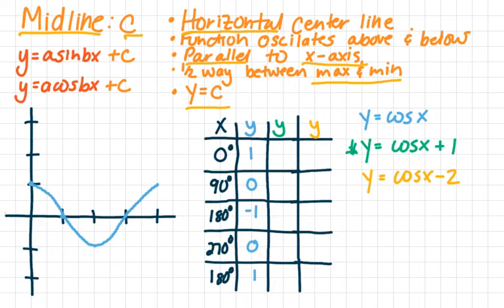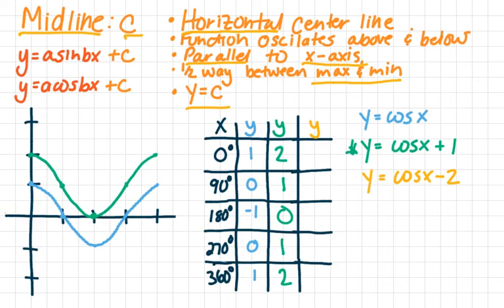From here, I would have 0 degrees would be equal to 2. 90 degrees is 1. 180 degrees is equal to 0. 270 degrees is equal to 1. And 360 degrees is equal to 2. When I plot these points, I can see the direct relationship between my blue parent function and my green function that has been shifted up 1 unit.